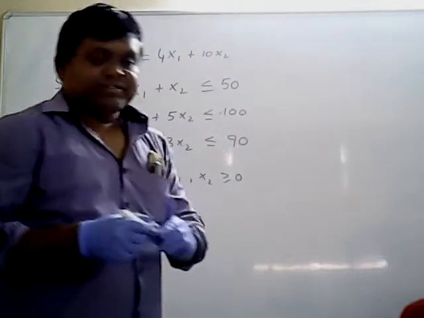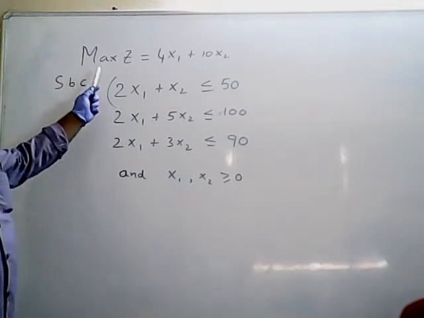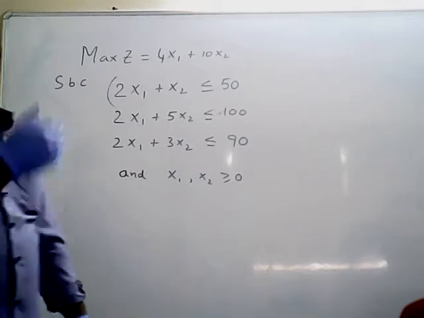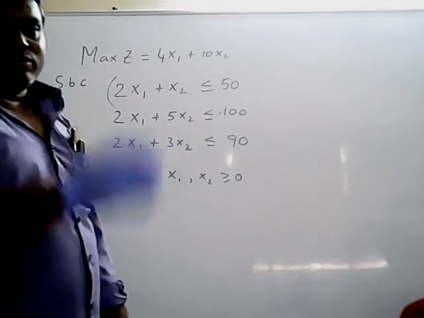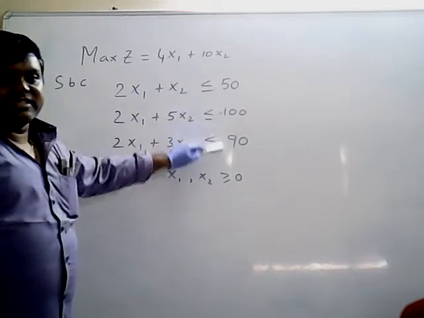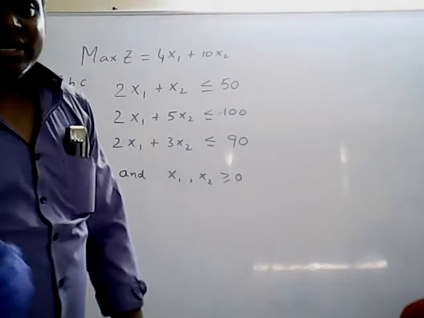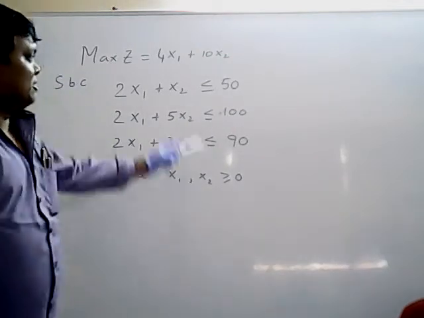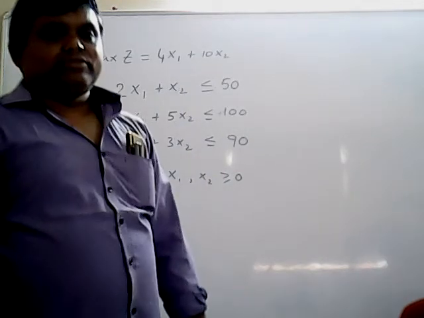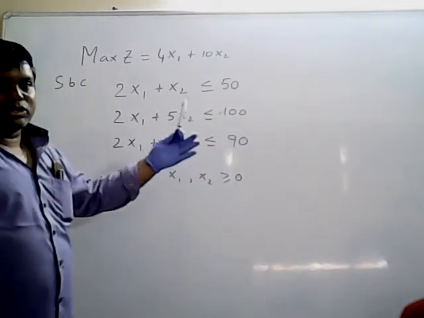Now, how many steps you have finished? 2 steps. What is step number 1? Check your objective function is maximization or minimization. If it is maximization, you can ignore step number 1. If it is minimization, convert into maximization by using the relation I have told. Next, step number 2 is nothing but check the right hand side values of the constraints. If all the values are positive, then you can ignore step number 2. If any one value is negative, then multiply that constraint into minus 1 so that negative value becomes positive value. So step number 1 is ignored for this problem. Step number 2 is ignored.